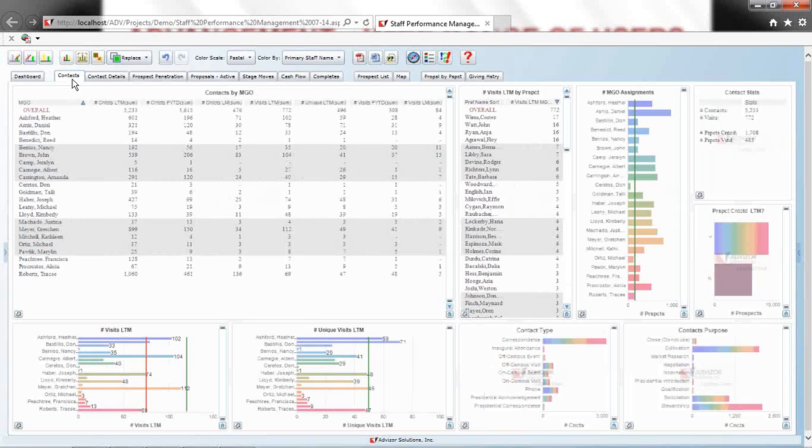Next page is contacts. So typically these teams like to see contacts. We like the last 12 months. Last 12 months, got contacts fiscal year to date, contacts last month, visits last 12 months. This, again, is a moving 12-month window.